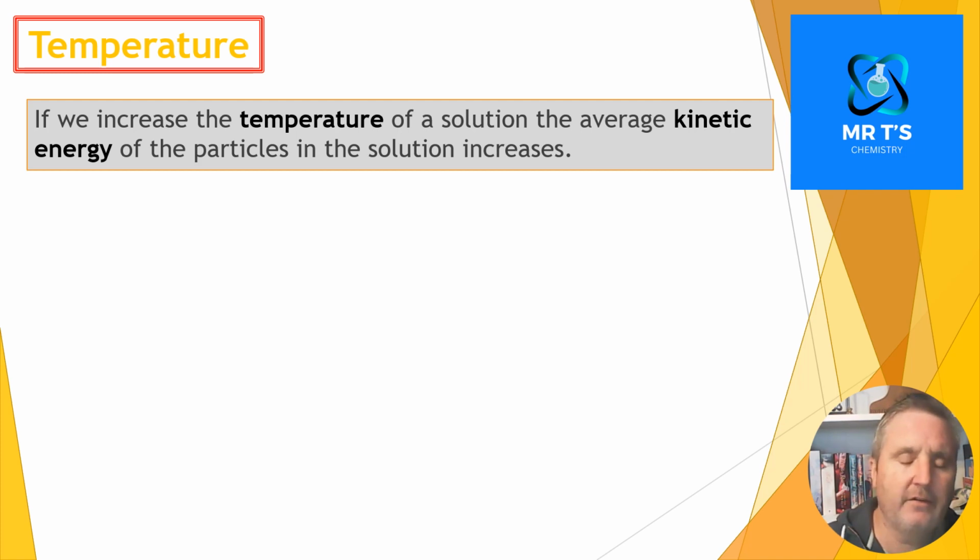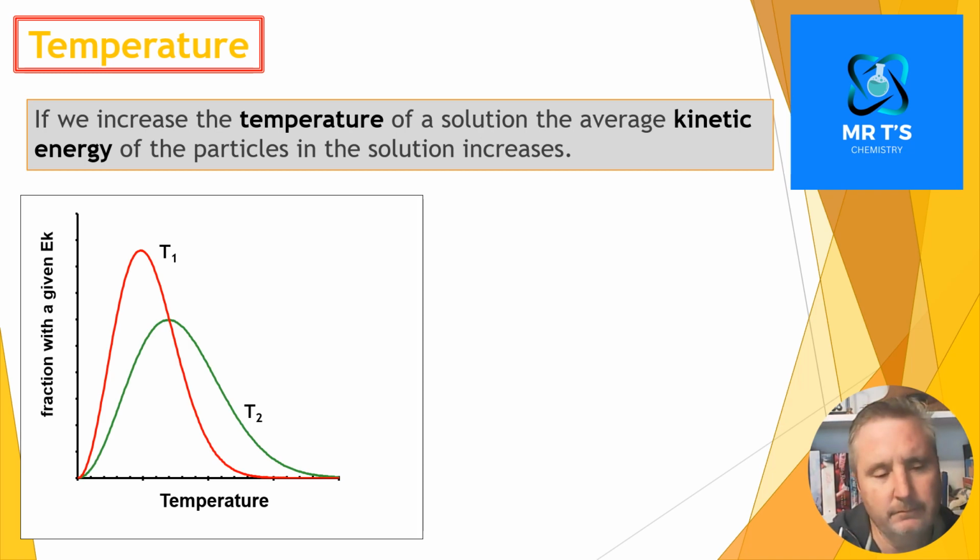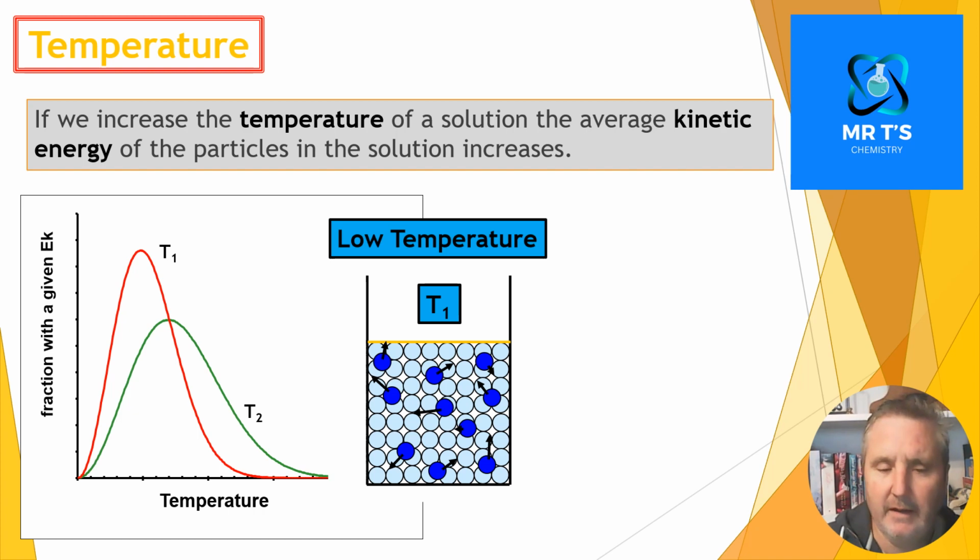If we increase the temperature, the kinetic energy of the particles in the solution increases. So if we look at this graph here, we can see at temperature 1, here's an example of a container. Here's some particles I've highlighted. They have random motion, so they've all got these vector arrows showing the direction of their velocity. So they have random kinetic energies.